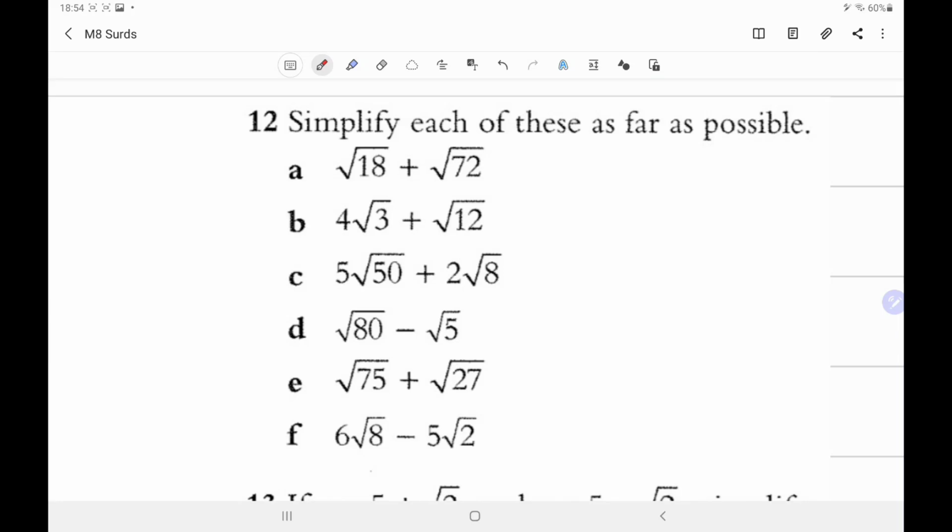On to question 12 now. So these operations are not multiply and divide, but add and subtract. So we will need to express each of these surds. Well, we need to simplify them and see if they can be collected together.